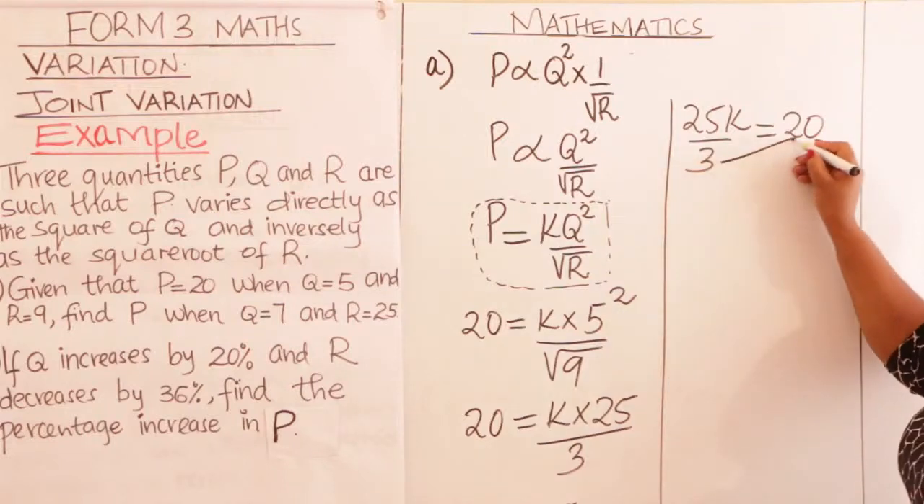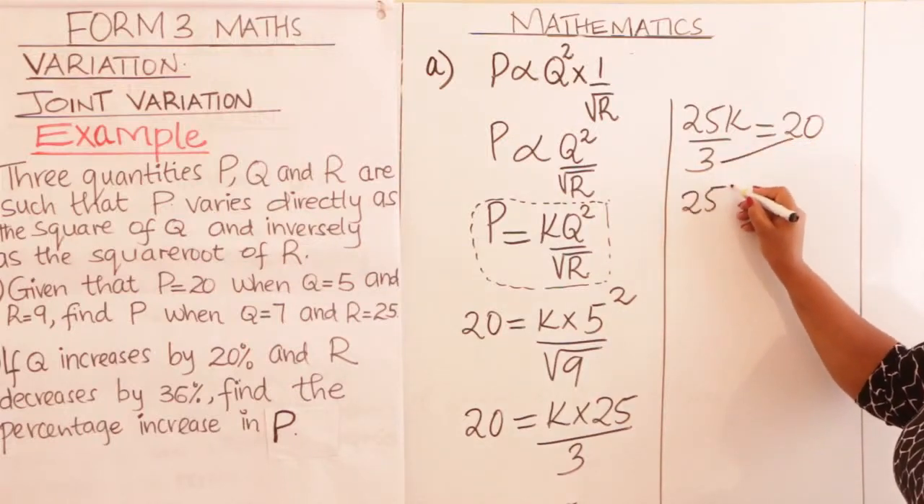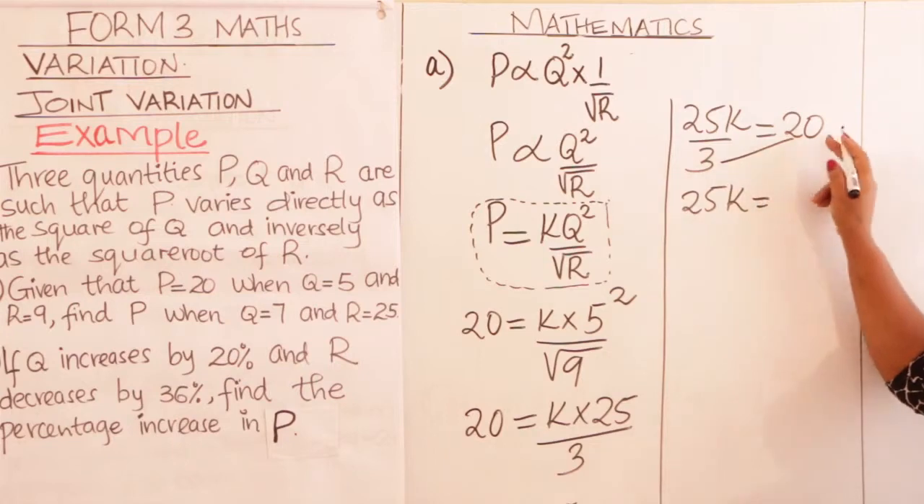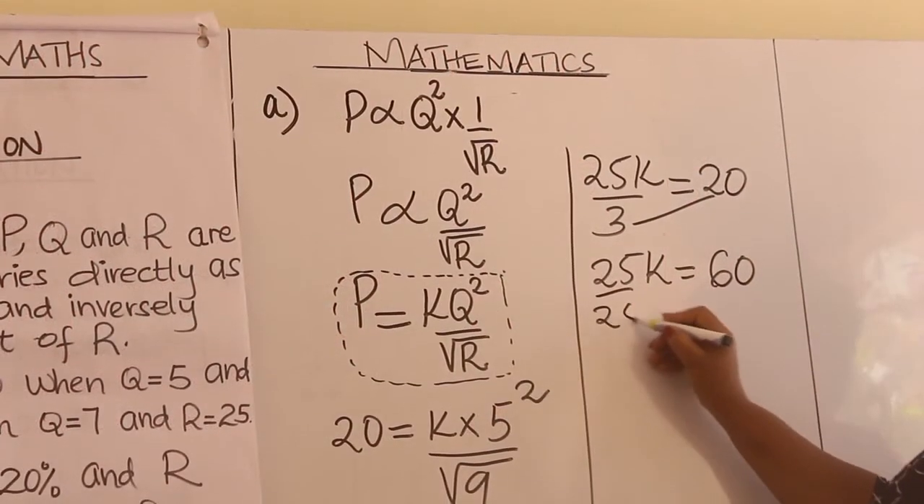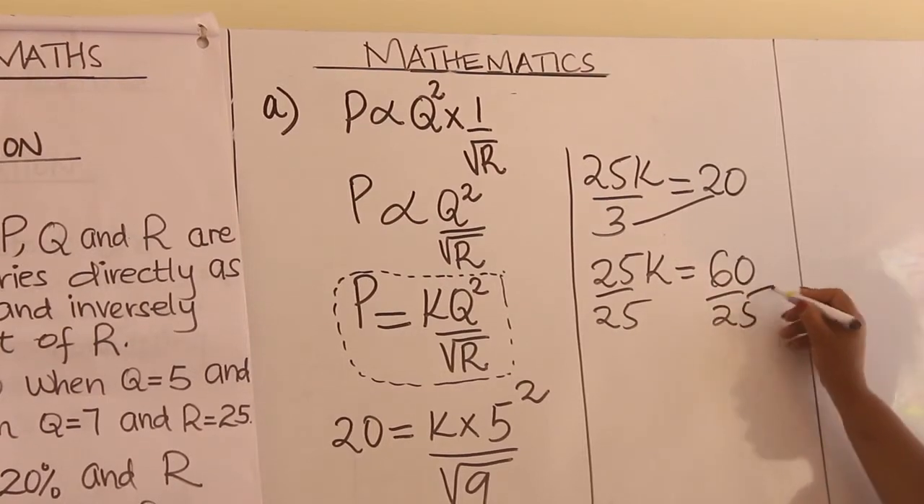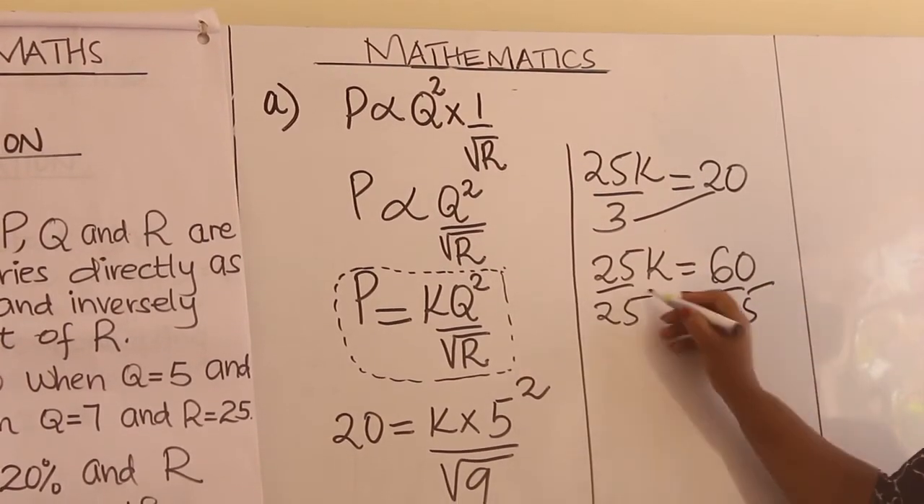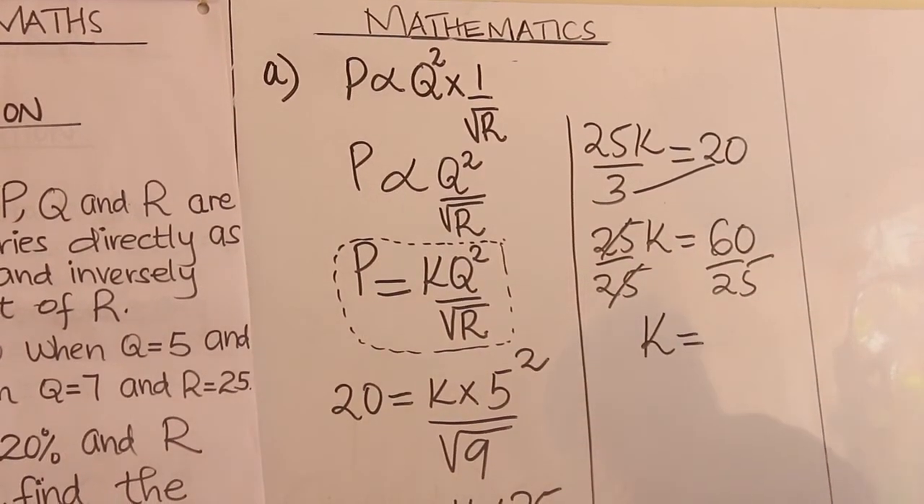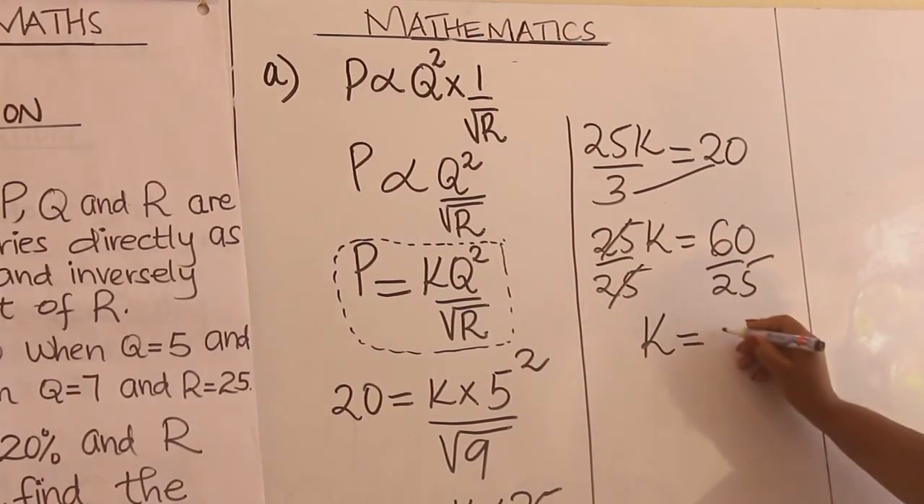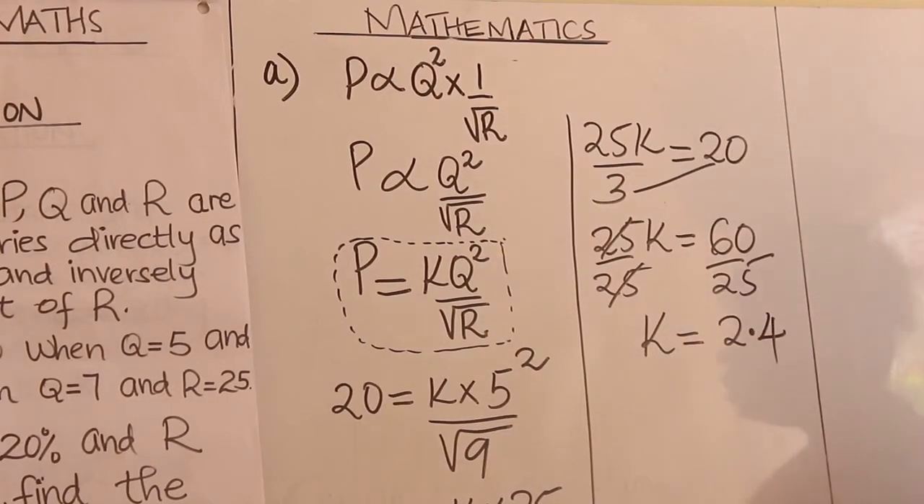So cross multiply, 25K is equal to, cross multiplying, you get 60, and so divide by 25. Yes? So what is your K? Your K, you work out with a calculator and you'll get that the K is 2.4.